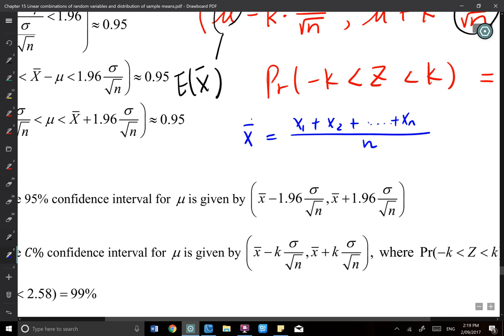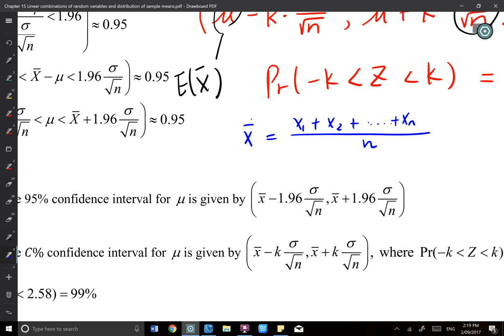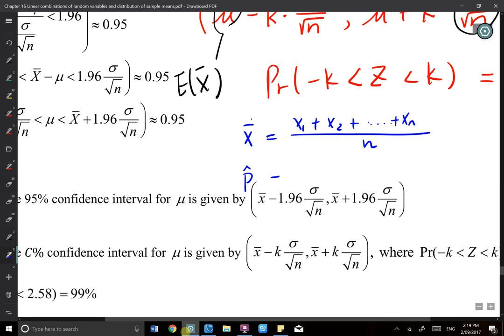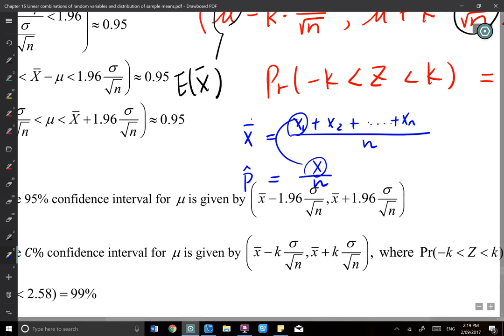X1 to Xn are all individual, independent, identically distributed random variables. But what is p hat? P hat is x over n. This x is not the same as that x, okay? They are two different things. This x is binomially distributed with n comma p.